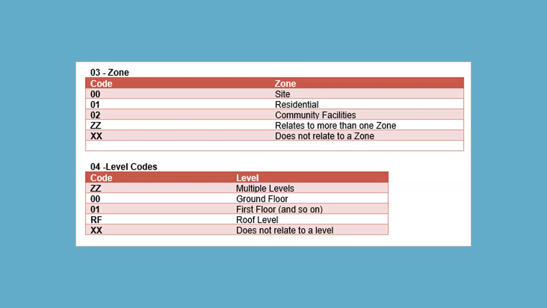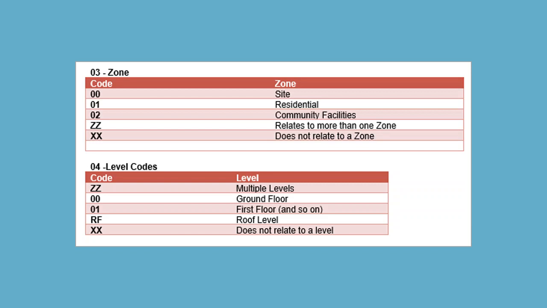Container 3 is the zone or volume container, and for this specific project, 00 is for the site, i.e. everything outside the buildings but within the boundary. 01 is the residential areas of this project, and 02 are the community facilities. ZZ is where a drawing or a document relates to more than one zone, and XX is where a document does not relate to a zone.